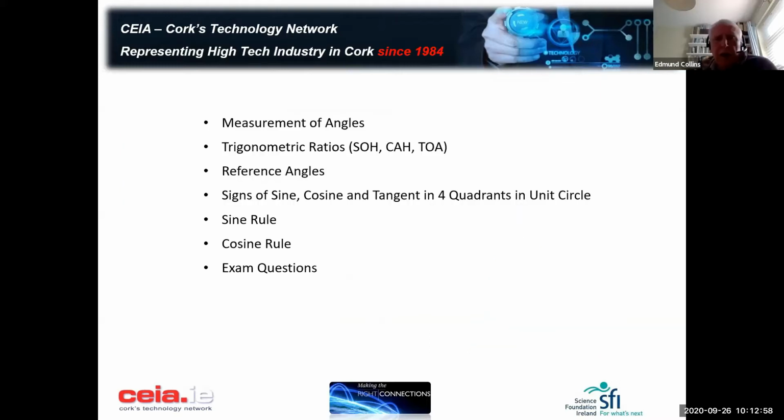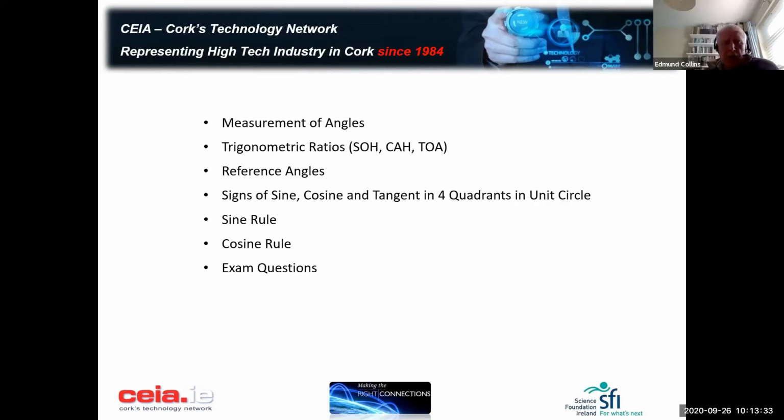So here's the agenda for this morning's tutorial. I'm going to cover measurement of angles, the trigonometric ratios. Again, these are in your log tables, but I want to go through them in a bit of detail. Just as an aside, it's important that you don't have to go to your log tables for everything. It could cost you a bit of time doing the exam. So it's good if you can bypass the log tables if you're happy enough with the concepts.